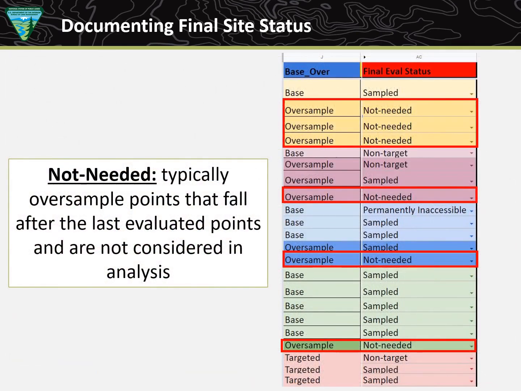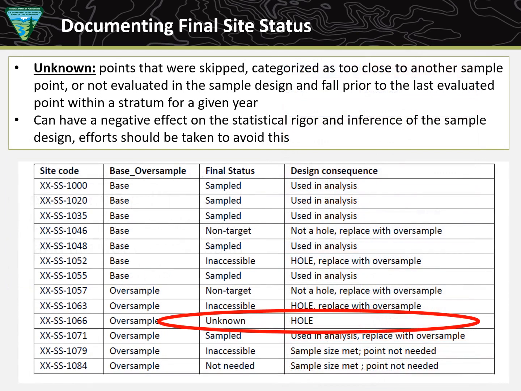Points that are classified as not needed are typically oversampled points that fall after the last evaluated points and are not considered in analysis. Points may be designated as unknown if they were skipped, categorized as too close to another sample point, or not evaluated in the sample design, and that fall prior to the last evaluated point within a stratum for a given year. For example, a landowner is contacted because the site requires access through their land. The landowner never replies to the request even after several attempts to contact them. This site should be marked as unknown.